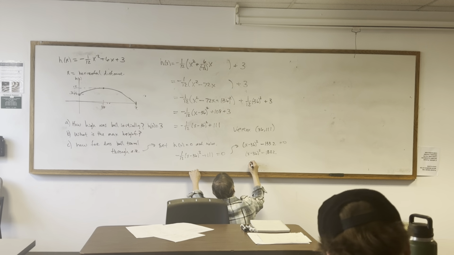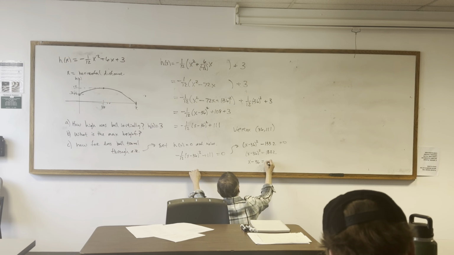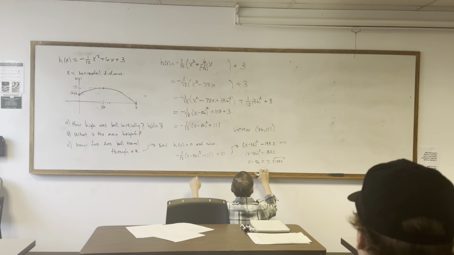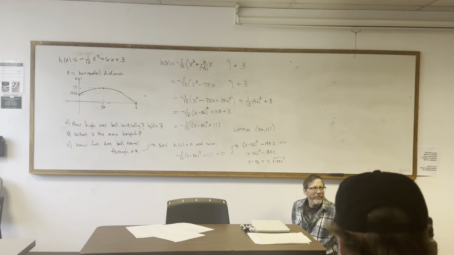And then move that to the other side. Take the square root. Now here I'm probably going to need a friend to help me. So I'm going to get plus or minus the square root of 1332. Could someone help me out with that, please? That'd be lovely.